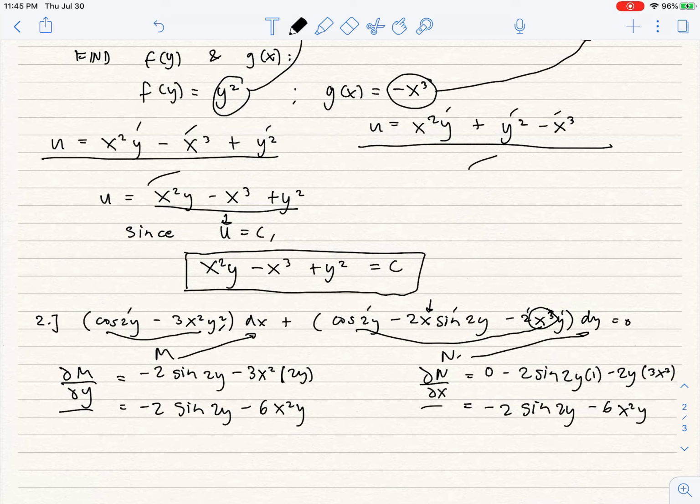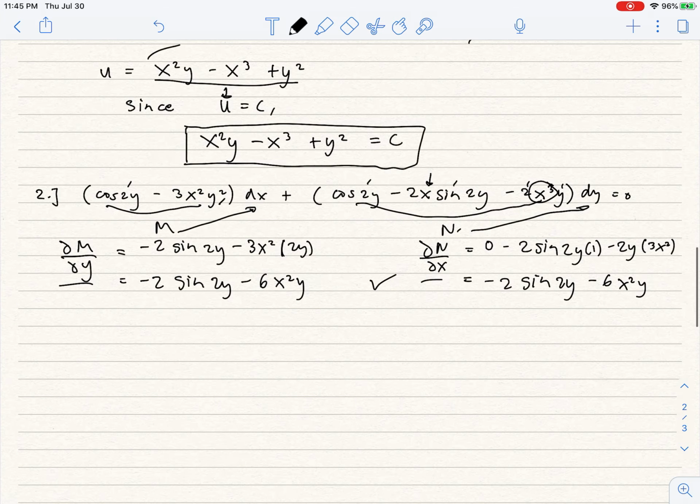So since pareha man ang values nila, therefore this is an exact differential equation. So we can proceed now by using the methods mentioned above. Okay? So next thing to do, since this is an exact differential equation, we need to find the value of u. So find the value of u. So di ba duha man to ka buok? So let's begin with katong m. Then unya na tong kani.